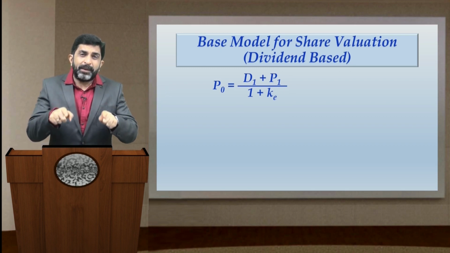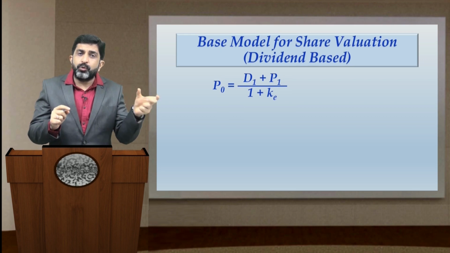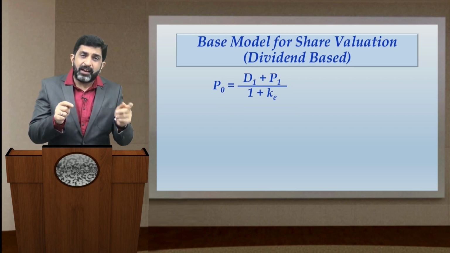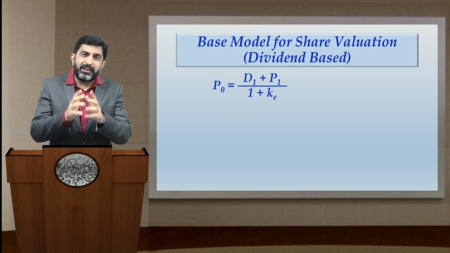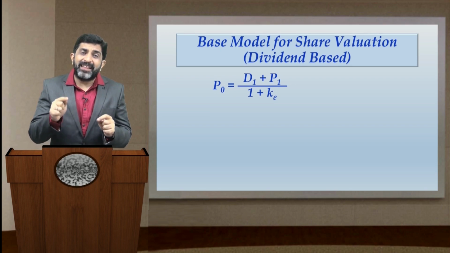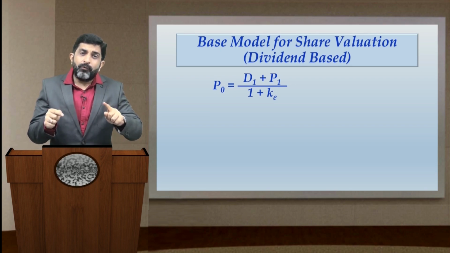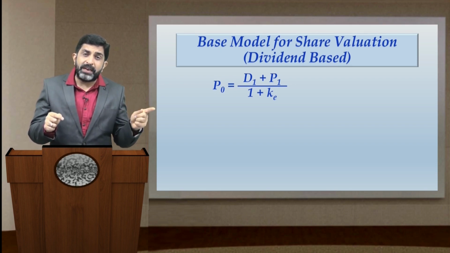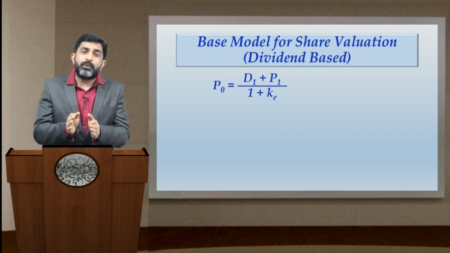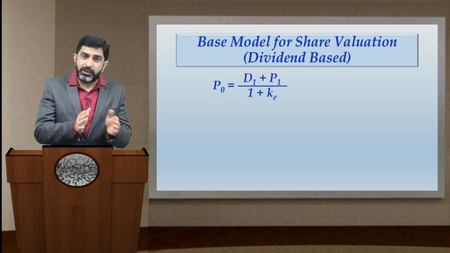You want to find the present value. So obviously the future cash flow will be divided by 1 plus expected rate of return, and the expected rate of return for the shareholder is what we define as KE. KE, from one side it is cost of equity for the company, but from the viewpoint of the investor it is investor's expected rate of return.